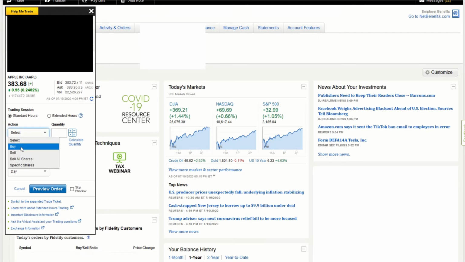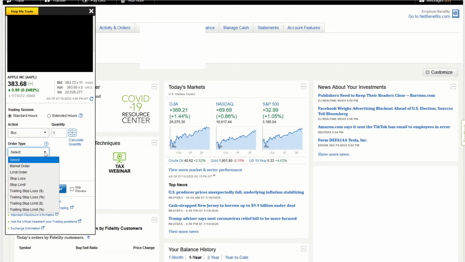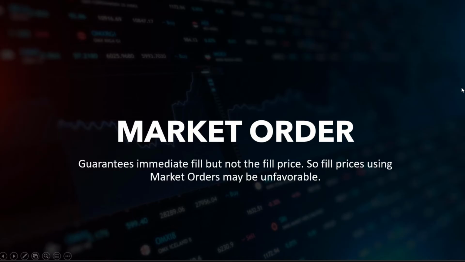Let's just say action, buy 1 share in quantity. And here in the order type, this is where we put in what kind of order we want to put in. Market order, limit order, stop loss, stop limit. And then there are some more advanced orders here as well. So now that we know where we go to put in the order type, let's dive more into the detail into these individual order types. So the first one that we're going to look at is the market order.